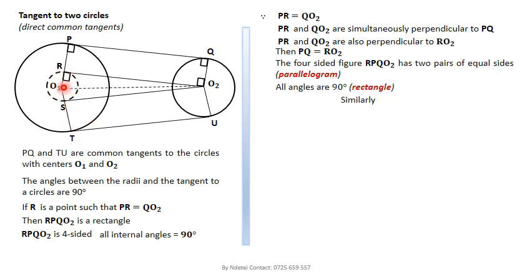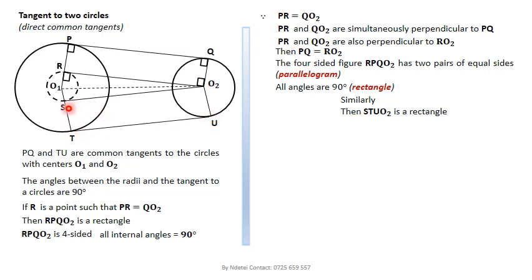So if we have the same geometrical figures below here, we also know that STUO2 must be a rectangle as well. The reason is the angle between a tangent and a radius is 90. So at S is an angle of 90 degrees. At T also is an angle of 90 degrees. At U is an angle of 90 degrees.